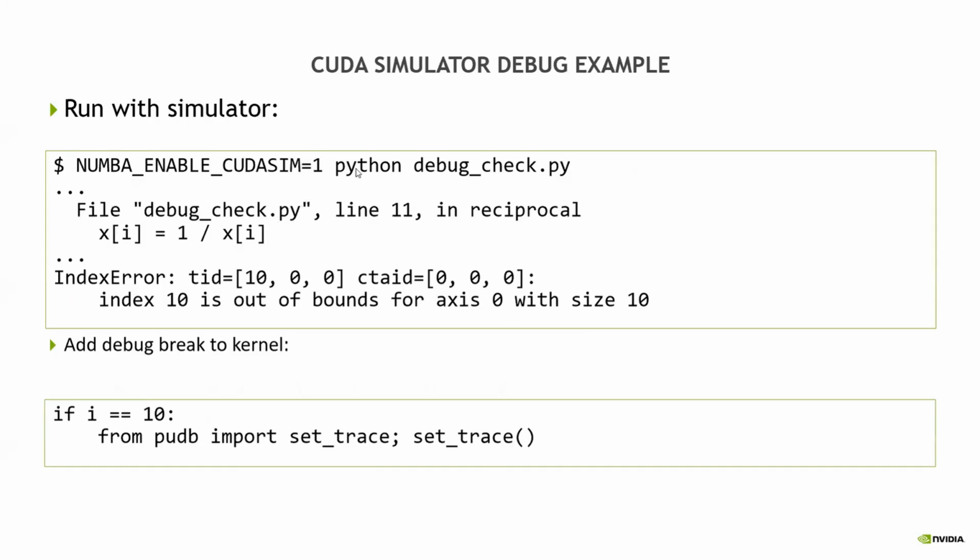So this is the same example continued using the CUDA simulator. If you were to run it with Numba enable CUDA sim, then you would get this index error, which is like a standard Python exception. If you then wanted to see what was going on, so we see that it's thread 10, you might then conditionally, if you are thread 10, set the breakpoint to break then.